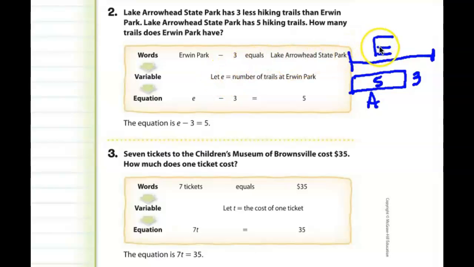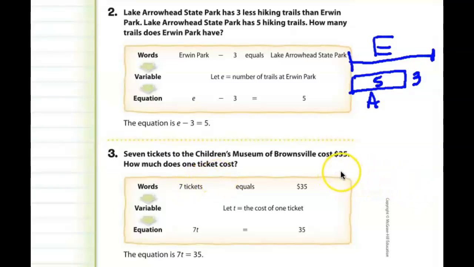So they wrote this equation. They said if Irwin Park minus 3 equals Lake Arrowhead, then E minus 3 equals 5. Okay. Now, down here it says 7 tickets to the Children's Museum of Brownsville cost $35. How much does 1 ticket cost?